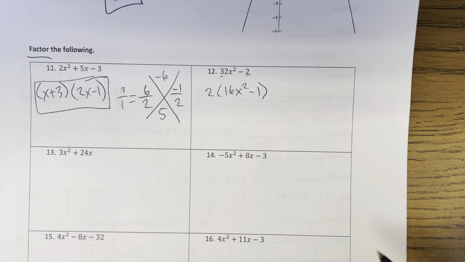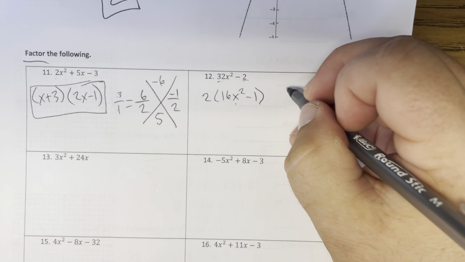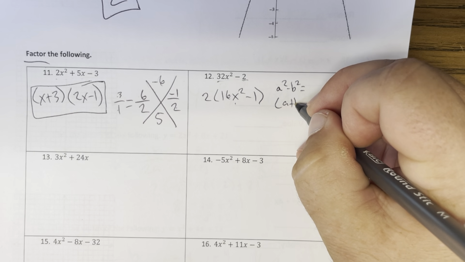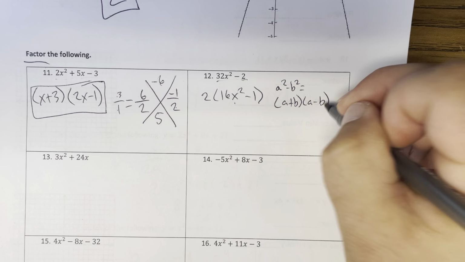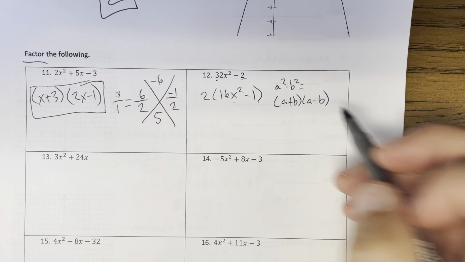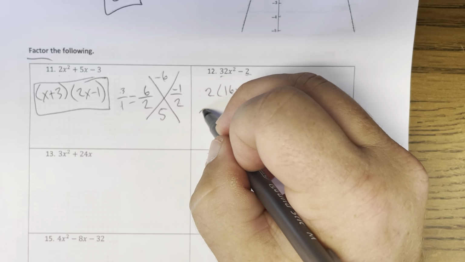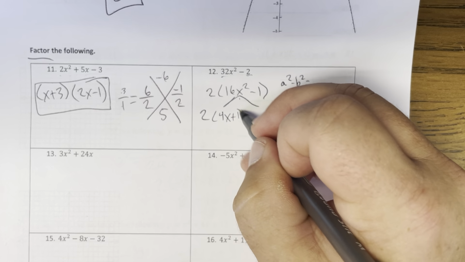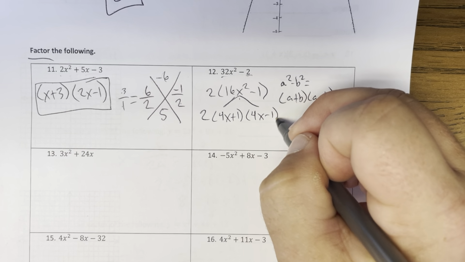Leaving me 16x squared minus 1. This is the difference of squares. The a squared minus b squared is equal to a plus b and a minus b. Take the square root of each item, plus and a minus. And so the 2 is going to stay in the front, and this is going to branch down to 4x plus 1 and 4x minus 1.